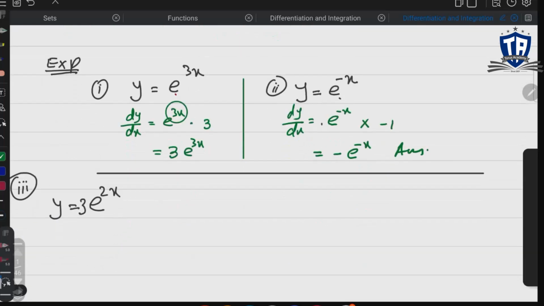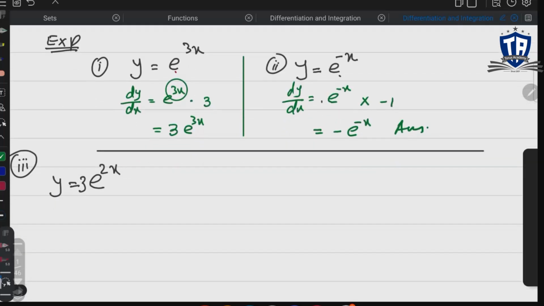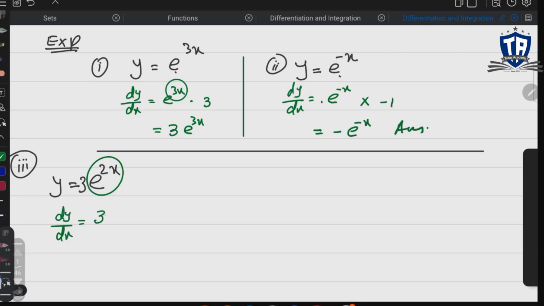In further examples, if some number is multiplying with the exponential function, we call it a coefficient. Whenever you are taking the derivative, your concern is with the variable. Here we have an exponential function, so we're going to take its derivative. 3 would be as it is because it is multiplying with the exponential function. Then we follow our rule. The rule says exponential function as it is, and then we take the derivative of the power, which is 2. When you simplify it, you'll get the answer 2 times 3, which is 6. And this is the answer.